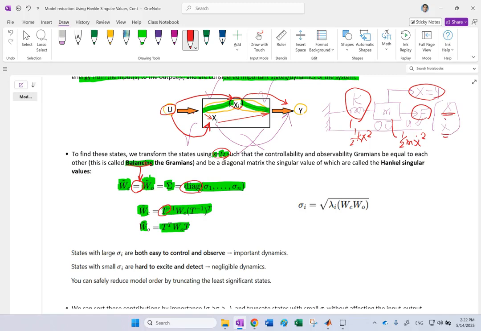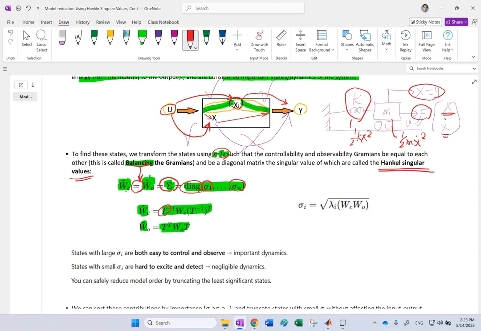How? First of all, this sigma matrix, this diagonal matrix that both of these will be equal to, has some singular values. These singular values of this diagonal matrix are called Hankel singular values. Now, why are we talking about singular values, not eigenvalues?